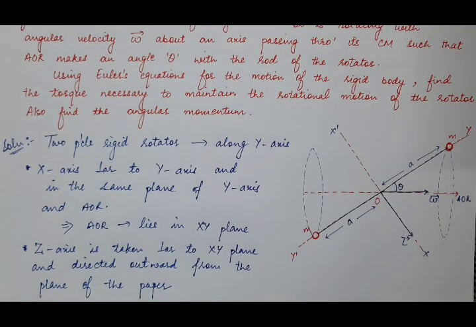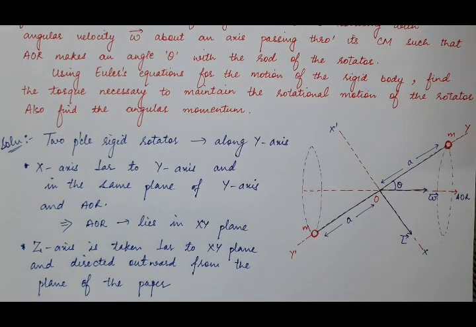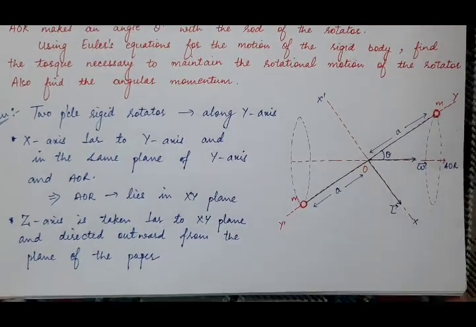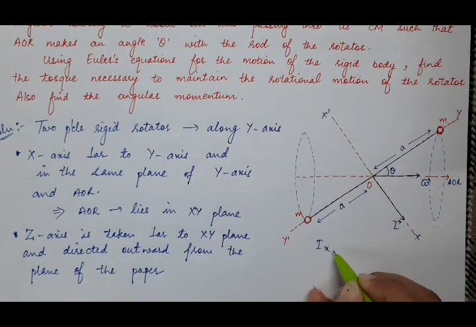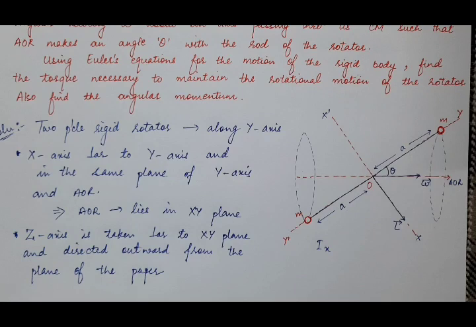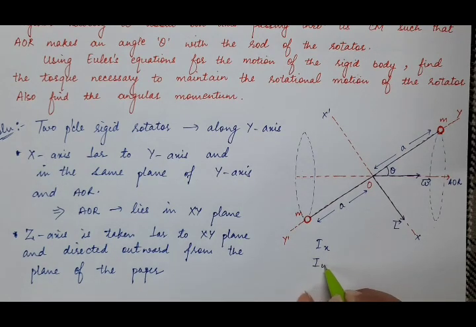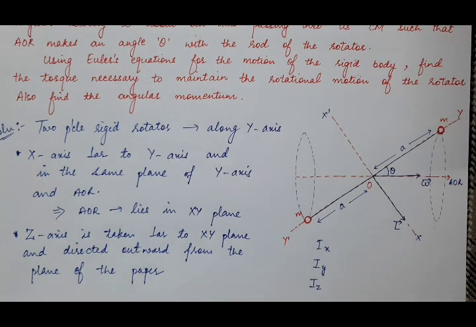So now we will write down the values of principal moments of inertia of this two particle rigid rotator. So what will be the three components of principal moments of inertia? Those three components will be Ixx, which we can also write as Ix, Iyy, which is Iy, then Iz. So these are the three principal moments of inertia of this two particle rigid rotator.